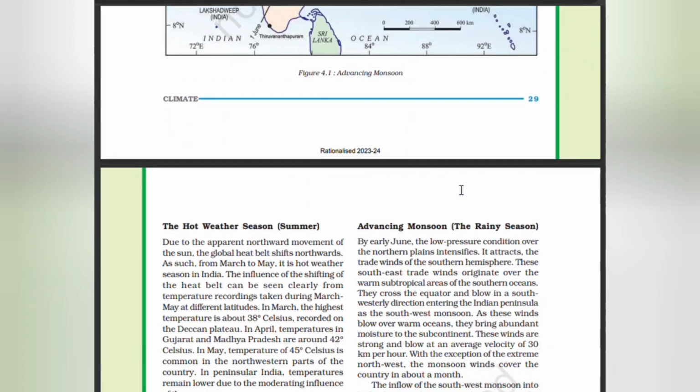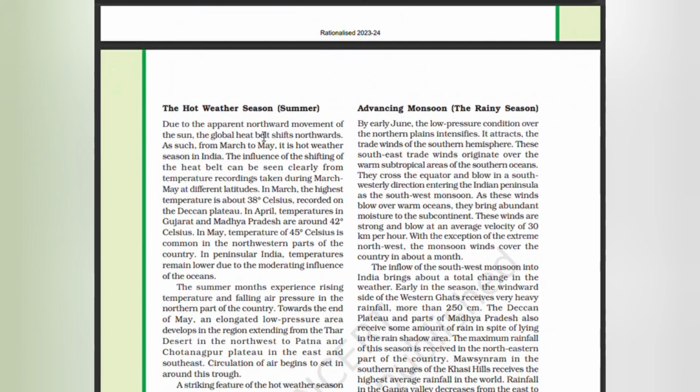India's advancing monsoon, the hot weather season. Due to the apparent northward movement of the sun, the global heat belt shifts northwards. As such, from March to May, it is hot weather season in India.